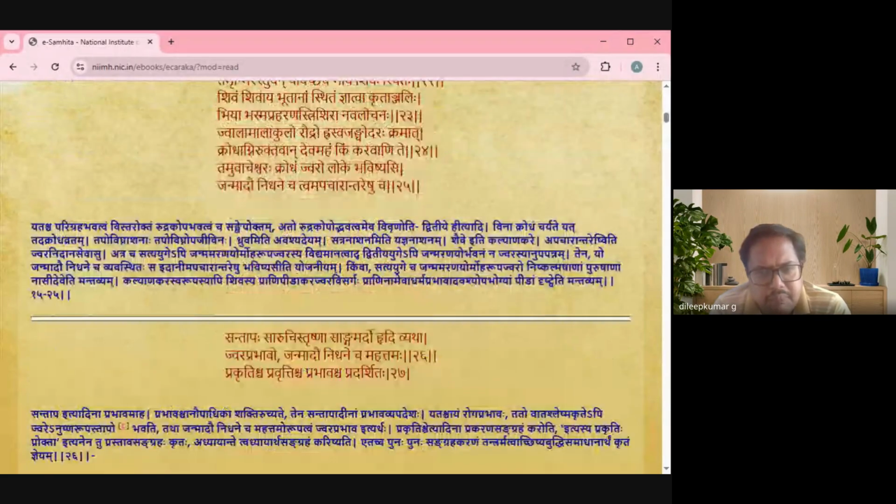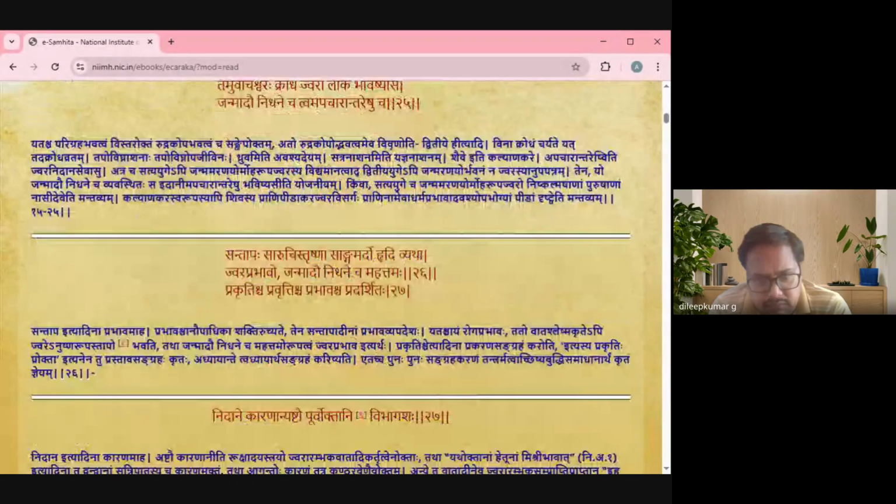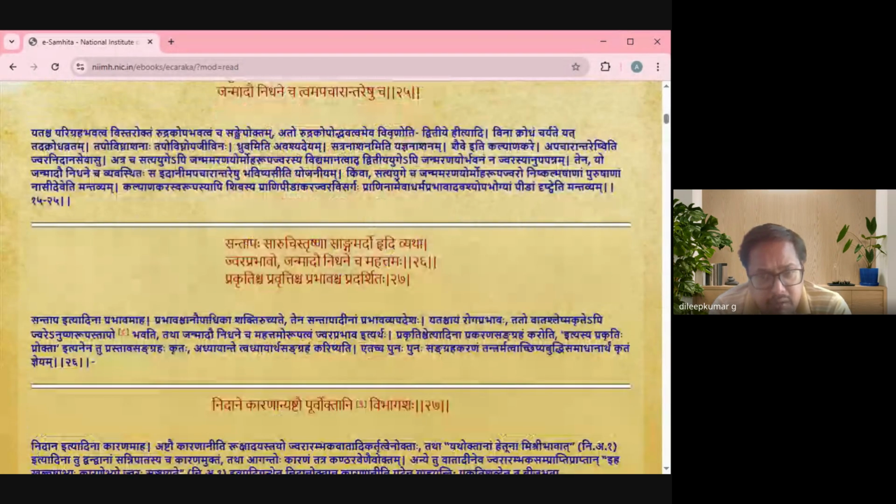Then what are the Prabhava of Jwara? Usually, Jwara is equal to Pitta or Agni, but Santapa is there. At the same time, Aruchi is there. If Agni is there, there should not be Aruchi. But in Jwara, Santapa is there and Aruchi is also there. So this is called the Prabhava of Jwara.